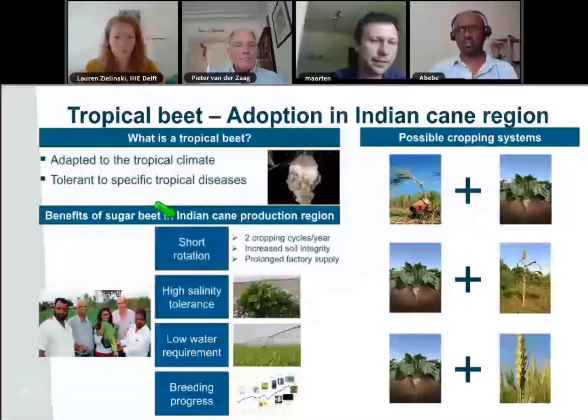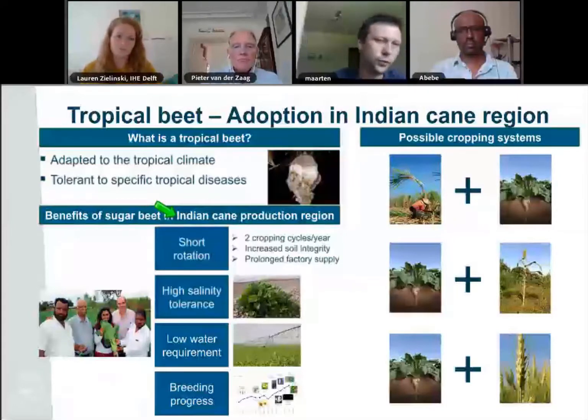Then my last slide, I make a little sidestep to our tropical beets and a little bit on the adoption in the Indian cane regions. So what is a tropical beet? It is, first of all, a sugar beet variety that is adapted to the tropical climate, so high temperatures, also high night temperatures compared to what you get in the more temperate regions.